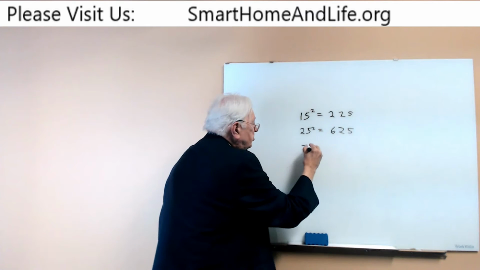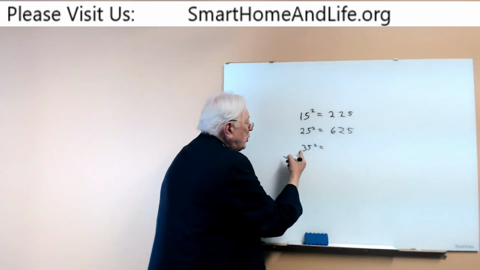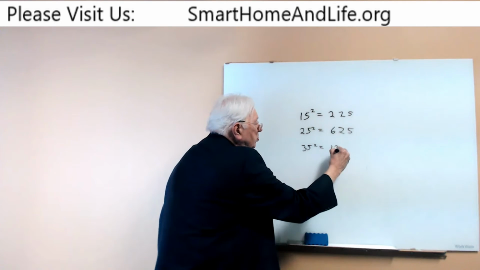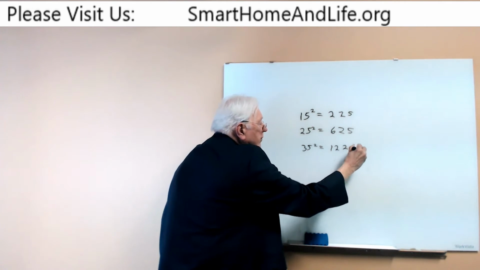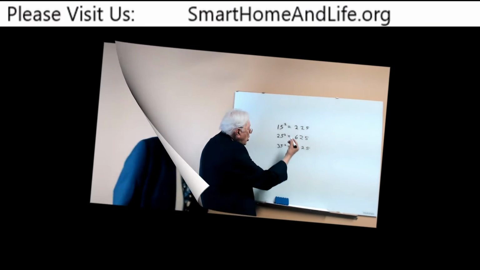35 squared. 3 plus 1 is 4. 3 times 4 is 12. Tack on the 25. That's what you have. They're all the same.